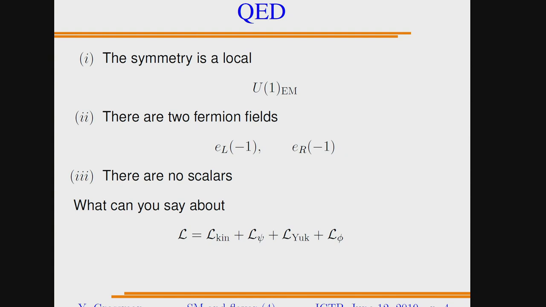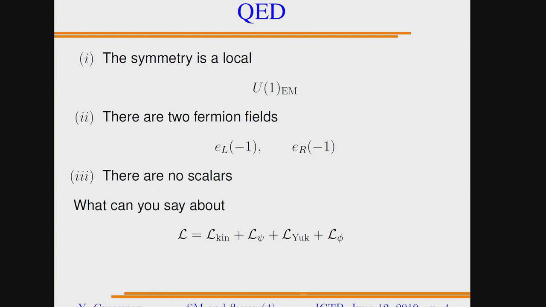So, the first model, just as I told you: I tell you what the symmetry is. The symmetry is a U(1), a local U(1). And I want to emphasize, we call it U(1) electromagnetism, but this EM is just a label. It's just for us for bookkeeping. There's no fundamental meaning to this U(1)_EM. What is physical is just the fact that it's a U(1).